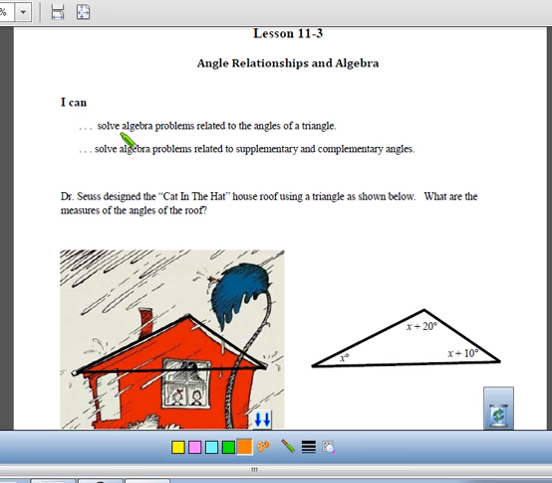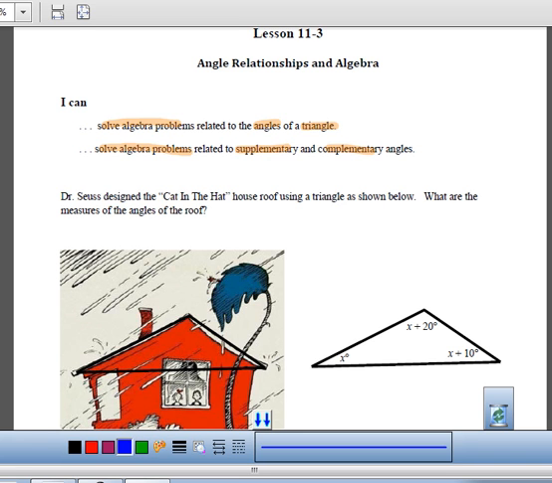I can solve algebra problems related to the angles of a triangle, which we talked about yesterday or in the previous lesson, and what that means. Also, I can solve algebra problems related to supplementary and complementary angles.